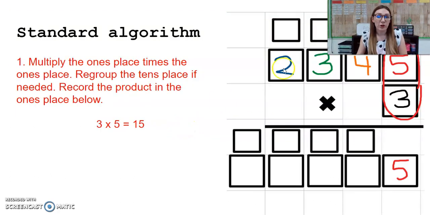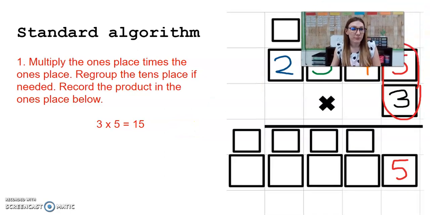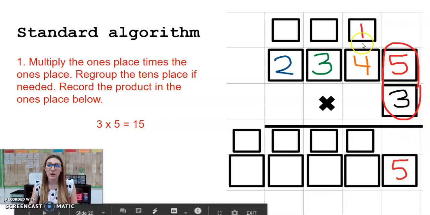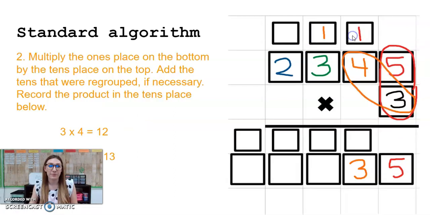So to start our standard algorithm, we're going to multiply the ones place times the ones place. So we're going to multiply this 5 times this 3. Notice that I have my larger number on top, and then we're going to record the product of our ones place times our ones place below. So 5 times 3 gives me a product of 15. So I'm going to drop my 5, carry my 1 up to the tens place to regroup.